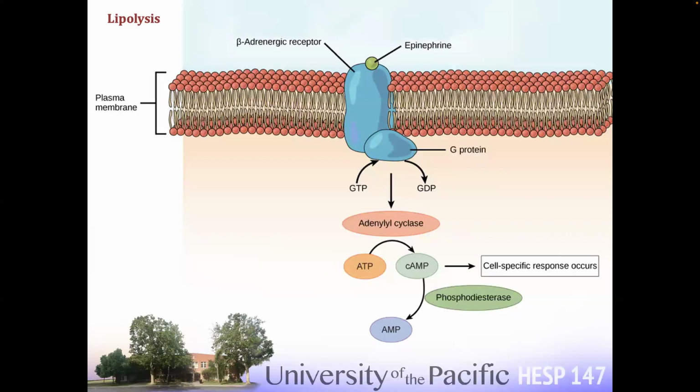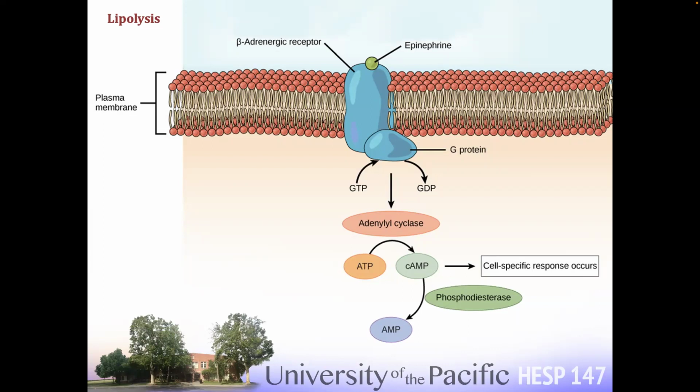perilipin and hormone-sensitive lipase, but phosphodiesterase, PDE. Technically, it's PDE3B. That's the fat kind. But phosphodiesterase converts cyclic AMP into AMP. And AMP does not bind to PKA. So perilipin and hormone-sensitive lipase are not phosphorylated. So fat is not mobilized.